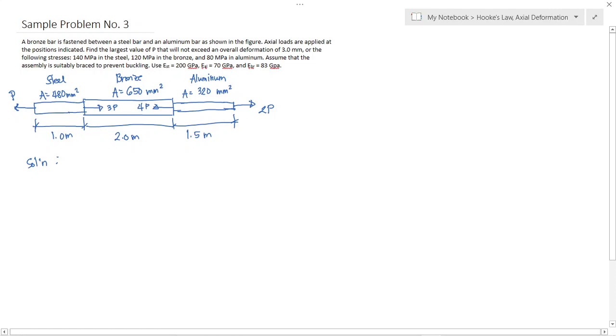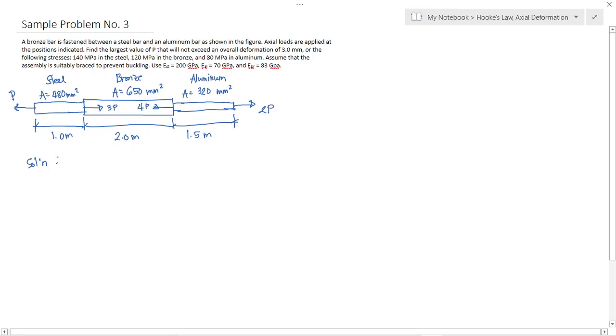we need to determine the largest value of P that will not exceed the overall deformation of 3 millimeters or the following stresses. There is a given stress. So, what is the deformation? The total deformation is given. So, that means we will get the equation of deformation for every material, for steel, bronze, and aluminum.